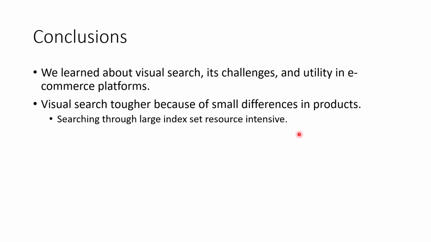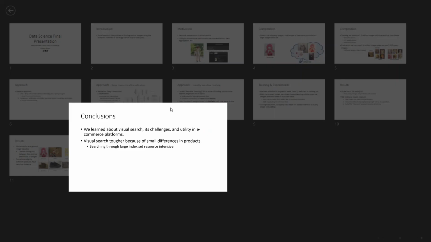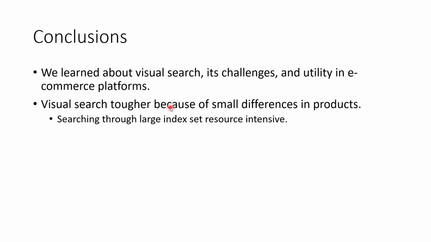And so in conclusion, we learned a lot about visual search, what its challenges are, and how useful it can be in e-commerce platforms and what it can be used for. Visual search is tougher than just regular image classification because of small differences in the product. Even a small lighting change or a different angle when taking a picture can really trick our model. And searching through a large index set is very resource intensive. We learned that the hard way.